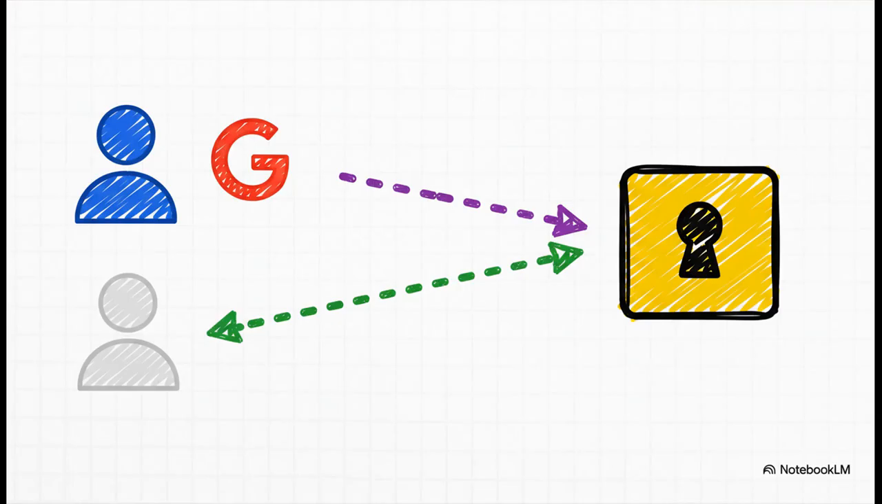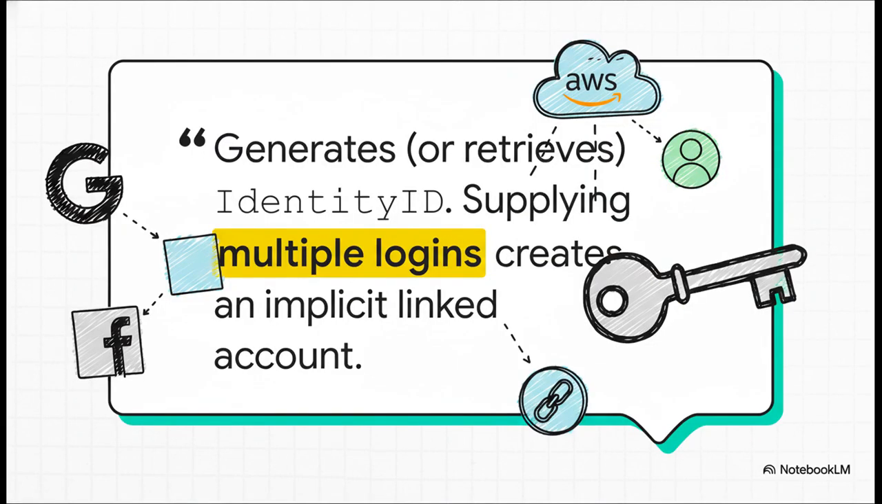And this is where it gets really clever. Every single person who uses your app, whether they log in with Google or just browse around as a guest, they get assigned this stable, unique identifier. It's called an IdentityId. And that ID becomes the one single source of truth for that user across your entire AWS environment. This all happens with a call to the GetId API.